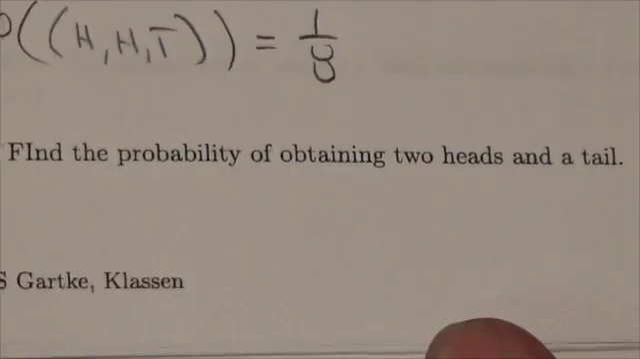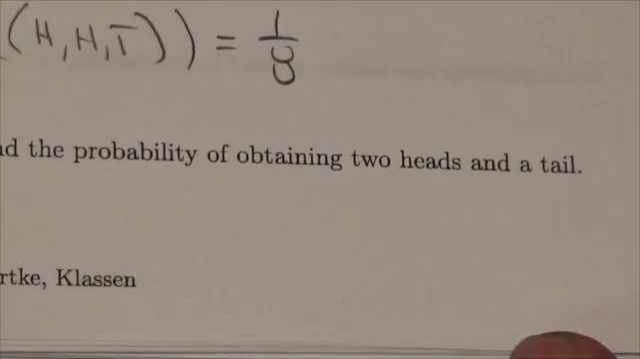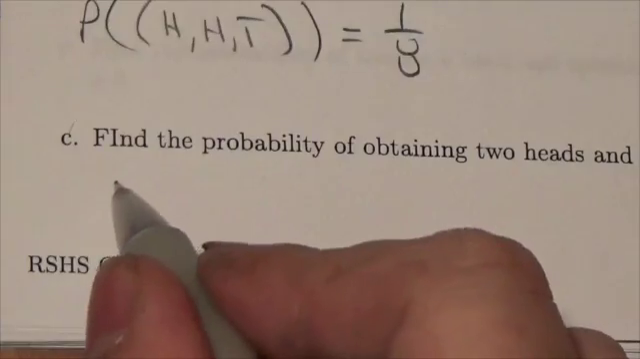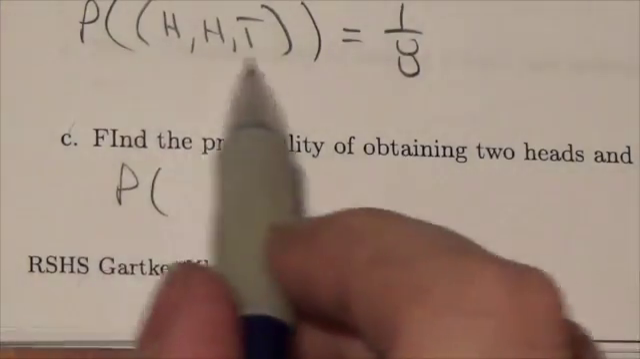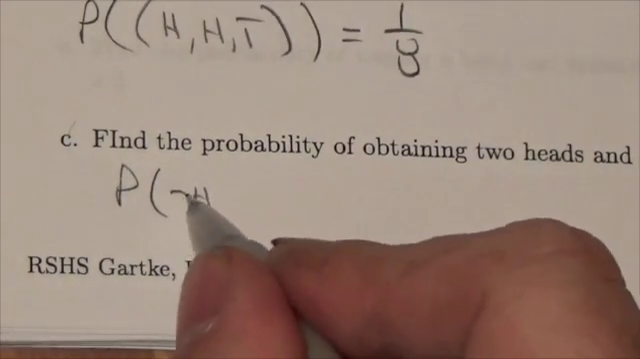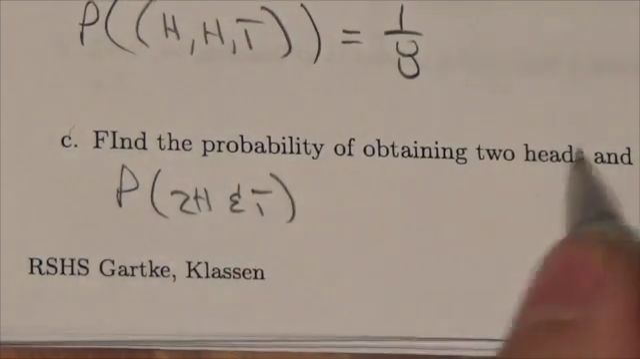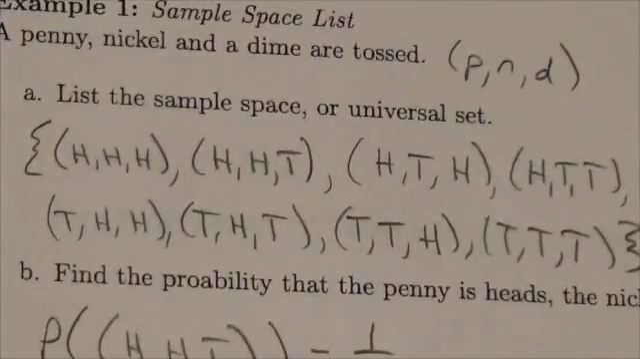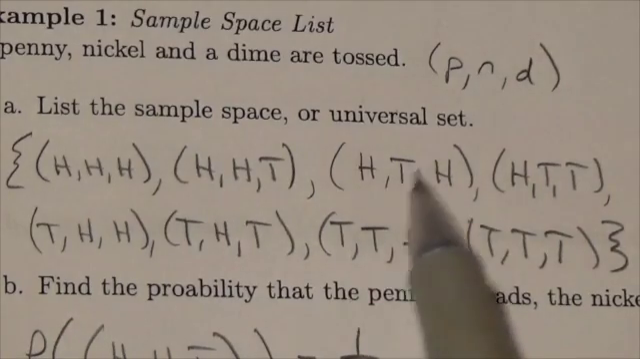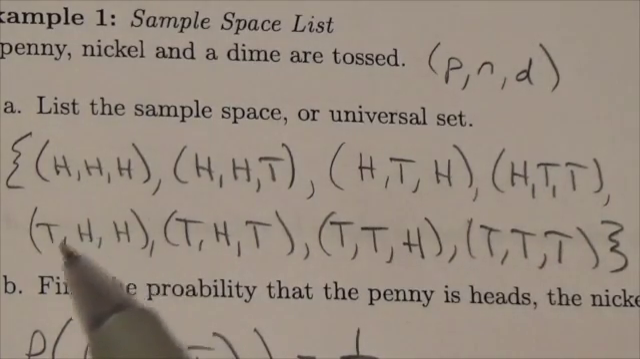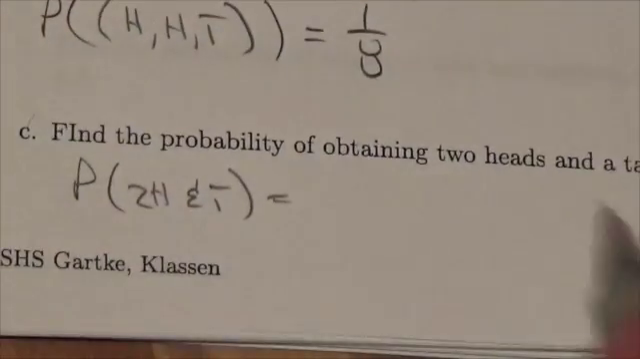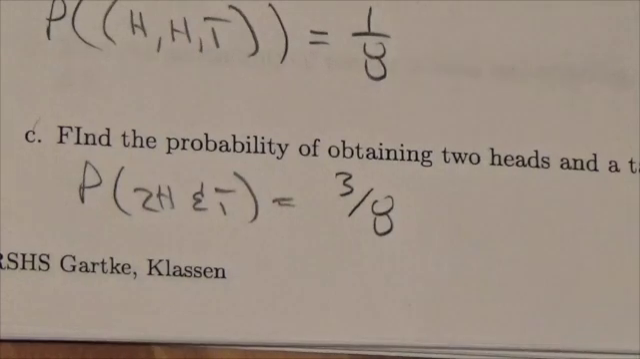Now, find the probability of obtaining 2 heads and a tail. Well, that's a little bit more general. So we're going to write this as just the probability of, and notice I'm not going to write this as an ordered triplet. I'm just going to write inside here 2 heads and a tail. Let's go back up to our sample space and take a look at it. There's 1, 2 heads and a tail. No. 2 heads and a tail. 3. No. So there were 3 possible events out of the 8 where that occurred.